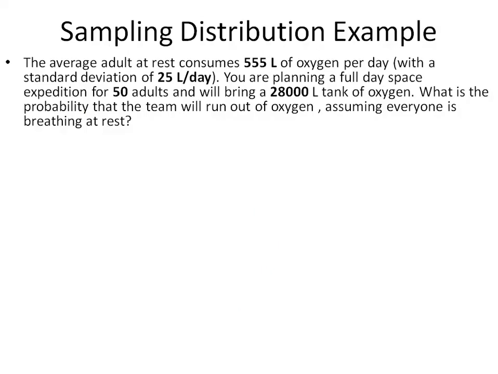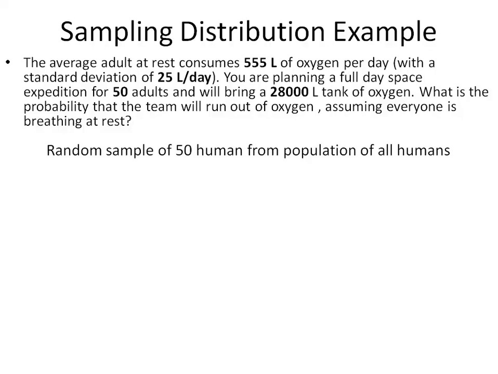So we're now going to go over a sampling distribution example to make this hopefully more concrete for you. The question states that the average adult at rest consumes 555 liters of oxygen per day, with a standard deviation of 25 liters per day. You are planning a full-day space expedition for 50 adults and will bring with you a 28,000 liter tank of oxygen.